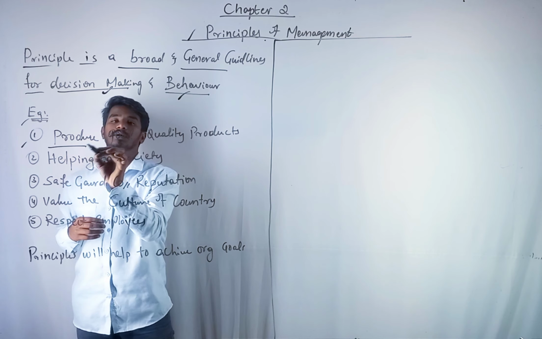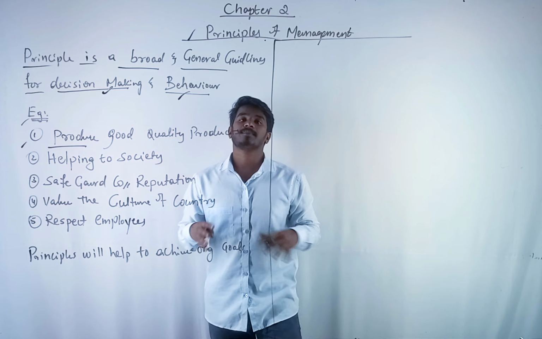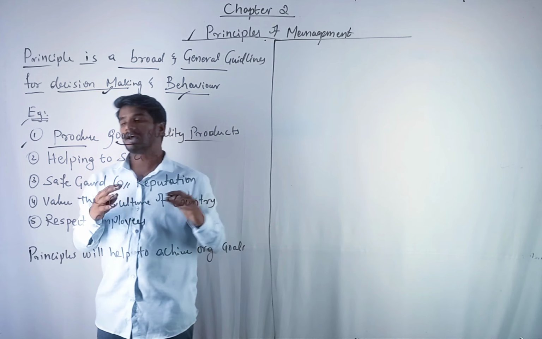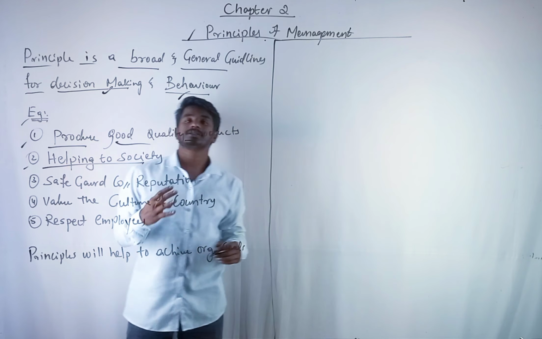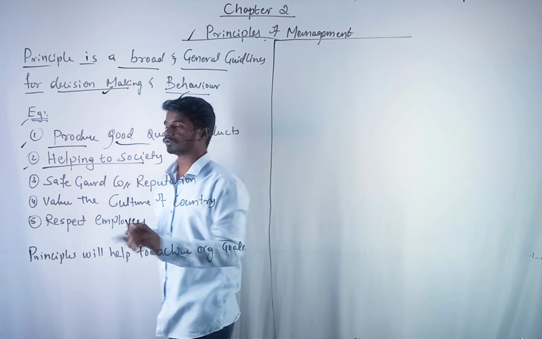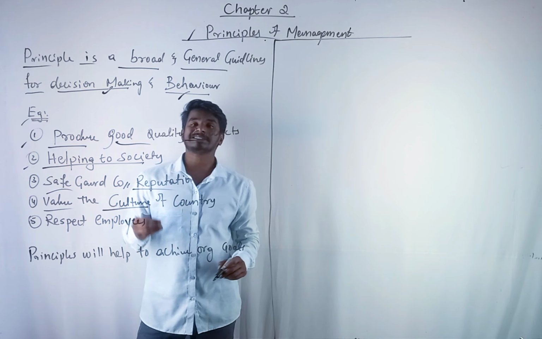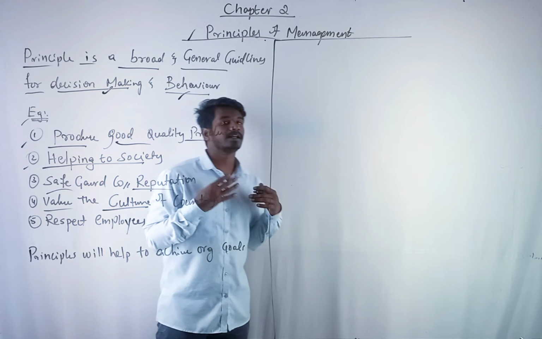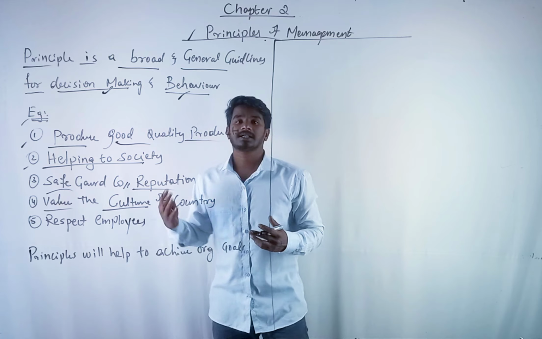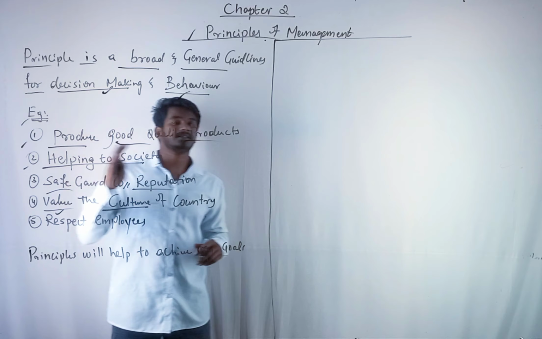The first one is to produce good quality products. Some organizations will have a principle to produce good quality products, and almost all companies will have it. The second one is helping the society. The organization will have a policy or principle to help the society, safeguard company reputation, and value the culture of the country they are working in. Let us say Tata. It is in many countries, so Tata should value the culture of those countries.